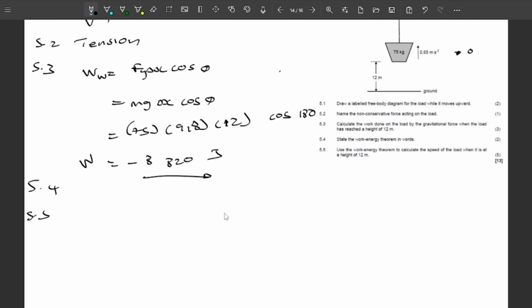Use the work energy theorem to calculate the speed of the load when it is at a height of 12 meters, right? Okay, so they want us to use the work energy theorem. As I said before, the examiner is romantic. Whatever he or she asks you, you are going to use it. Yeah, in the next question. So we want you to use the net work, which is equal to the change in EK, when it is at the 12 meters.